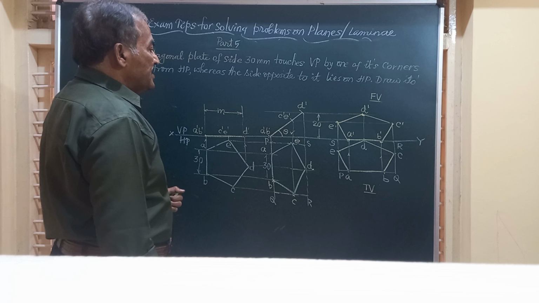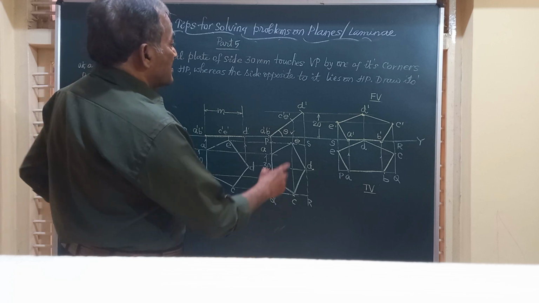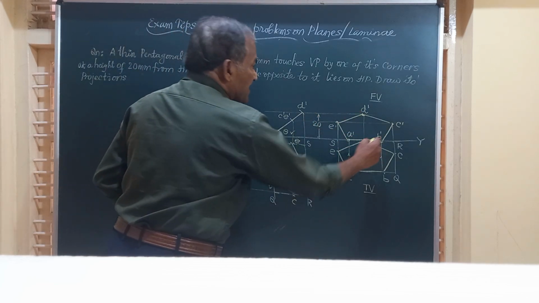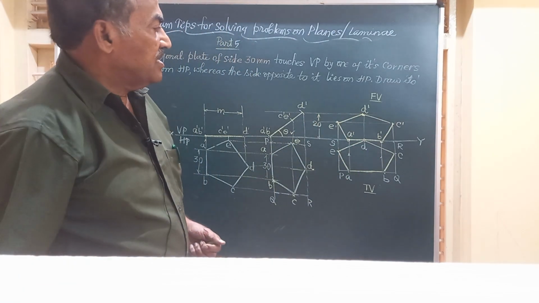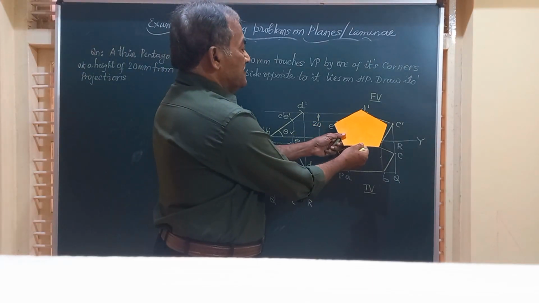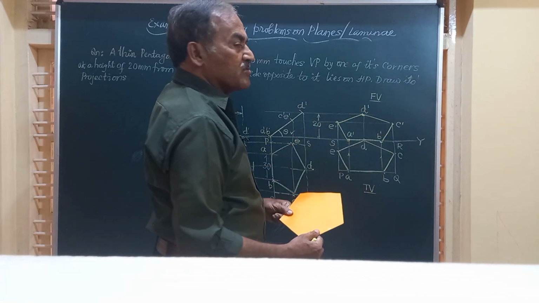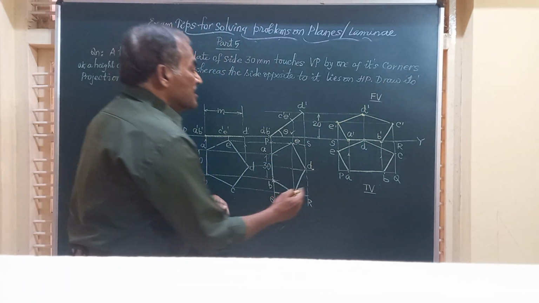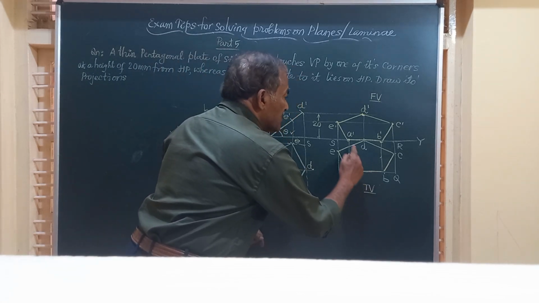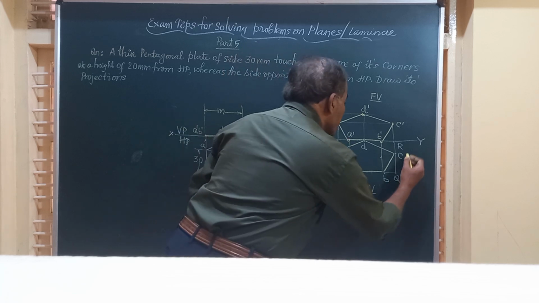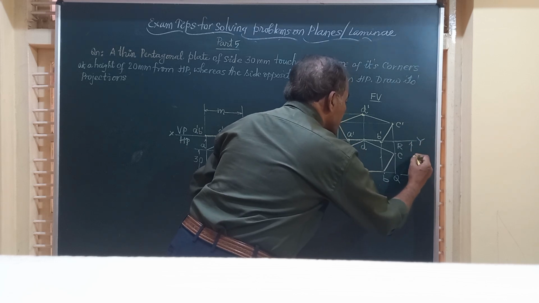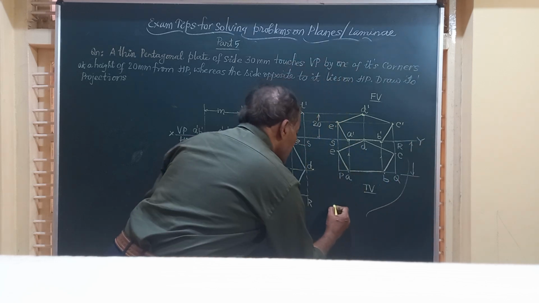And friends, finally, what does he say? This side opposite to that corner D, side opposite to that is AB. The distance of that AB can also be asked. It is touching like this, friends. Now, they might ask you in the question, what is the distance of the side AB touching VP from HP?